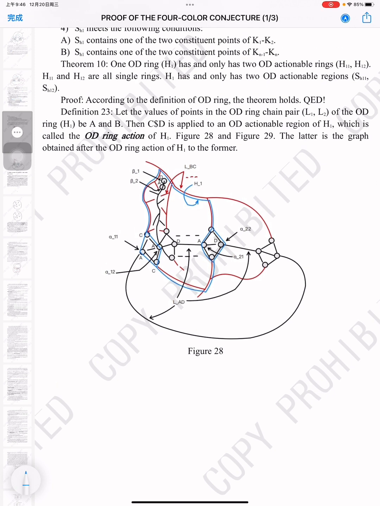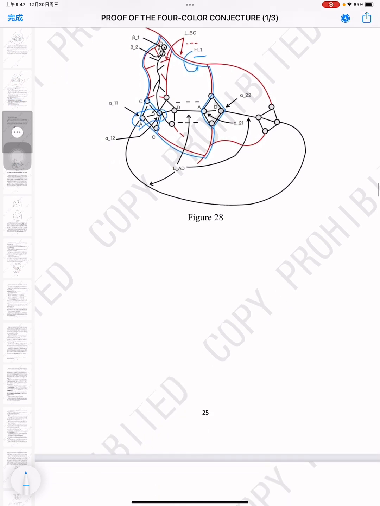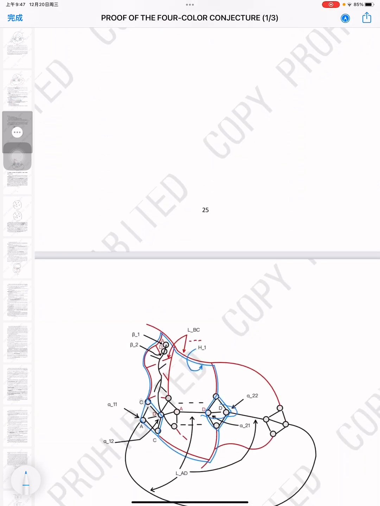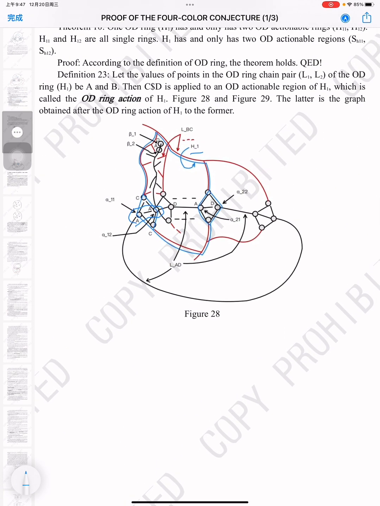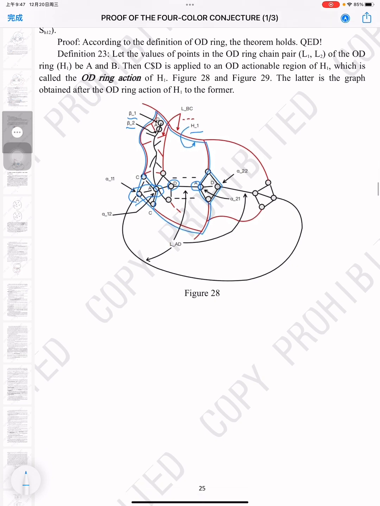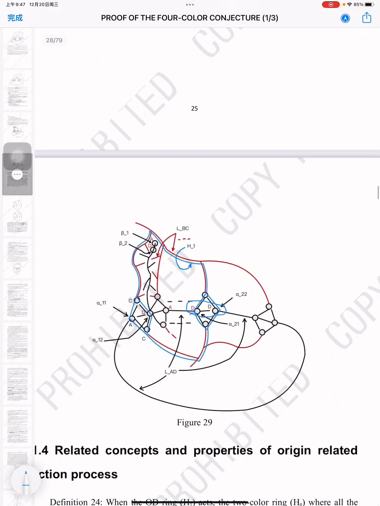We can see the H1, before the H1 change, the OD is here. And after the H1 change, the OD is here. And we can see the points, especially bit 1, bit 2, and here, all changed after the H1 action in red.